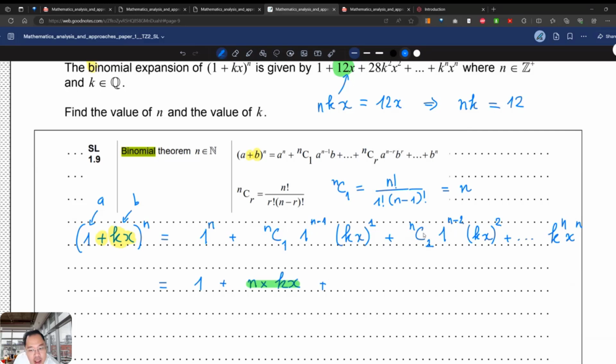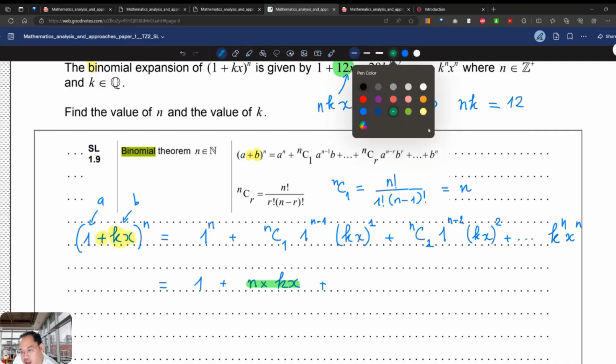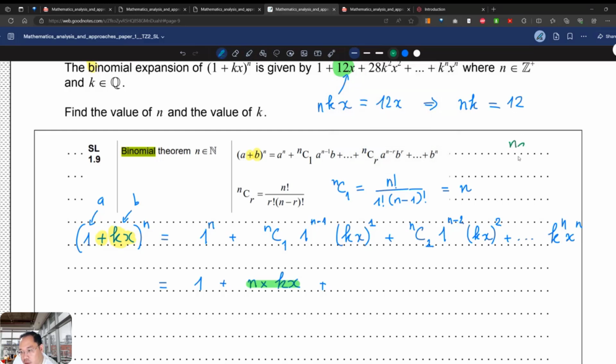The next term, combination n, 2. Okay, let me change the color. nC2. nC2 means n factorial divided by 2 factorial and n minus 2 factorial.